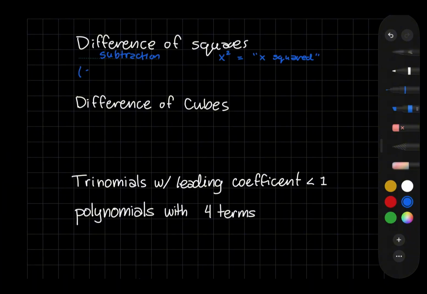We got a squared minus b squared. That is going to turn into a minus b times a plus b. Now, you will always be given the problem in this form, a squared minus b squared, and it is your job to make it into this form, a minus b times a plus b.